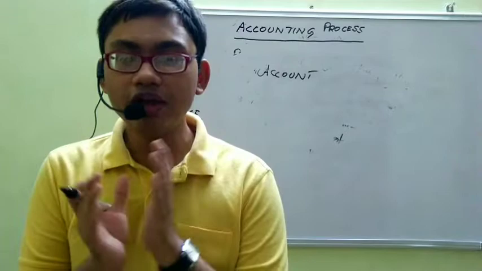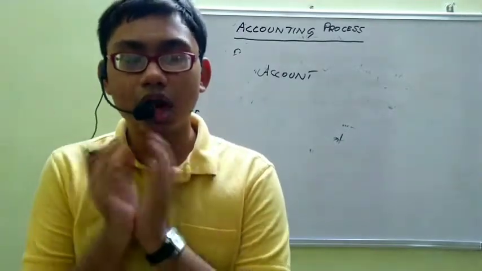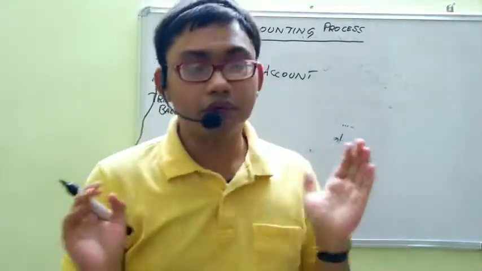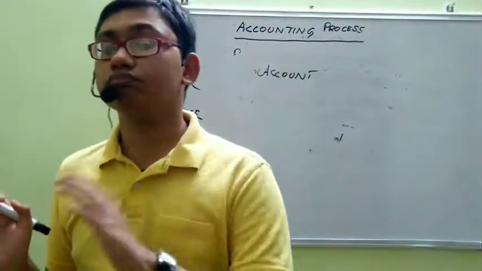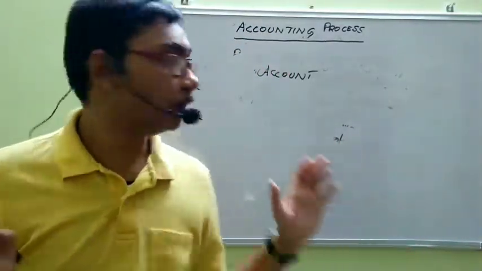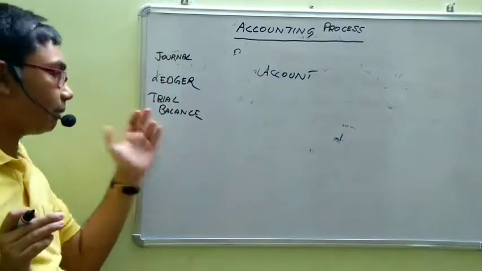We will verify our arithmetic and clerical accuracy in the trial balance. We will compute whether it tallies, meaning it is the same. This will be done in the trial balance.